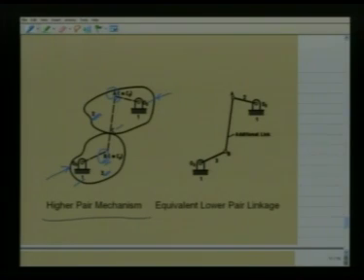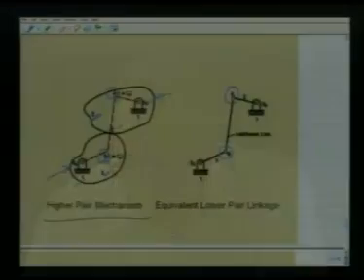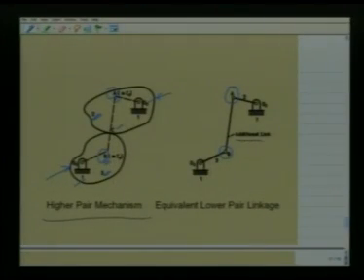Thus, we can replace this higher pair by having a lower pair at the point A, which is a revolute pair, and a lower pair at the point B, which is again a revolute pair. And because the distance between A and B is not changing for three infinitesimally separated time intervals, I can join these 2 points A and B by a rigid additional link. Thus, this higher pair mechanism has been replaced by a 4R linkage which has all 4 revolute pairs at O2, O3, A and B.